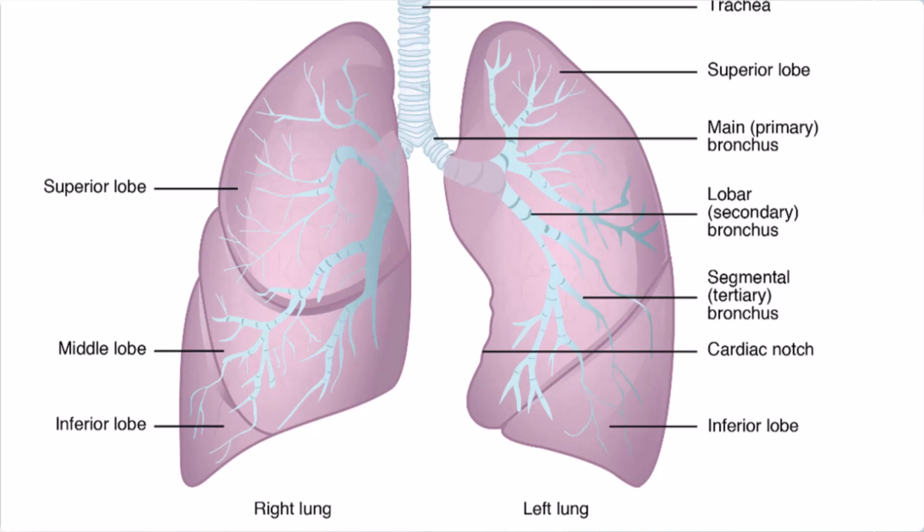Interestingly, the lungs are not identical. The right lung has 3 lobes, superior, middle, and inferior, while the left lung only has 2, superior and inferior, because space is taken up by the heart. That indentation where the heart sits is called the cardiac notch. Each lobe receives its own bronchial branch and contains smaller subdivisions that allow air to reach every portion of the lung.